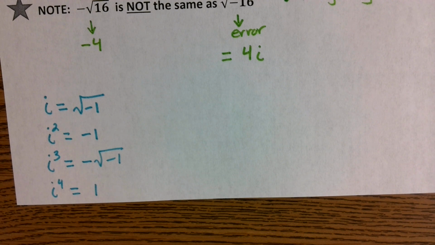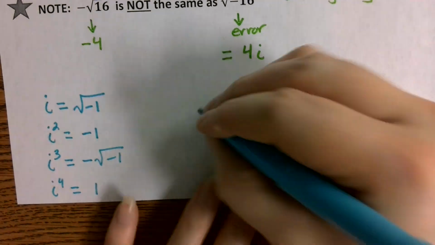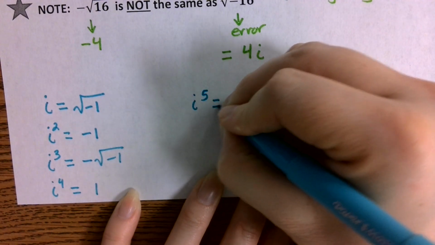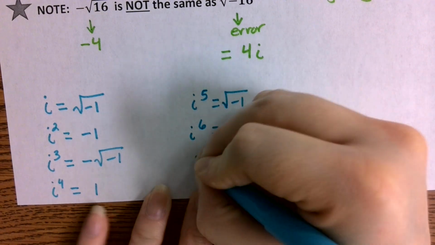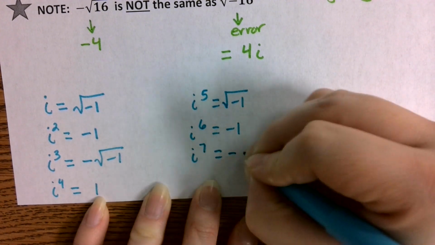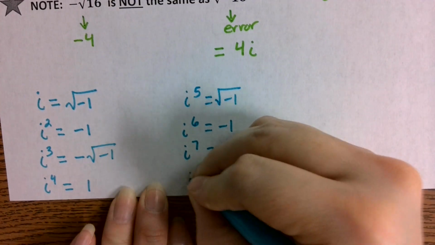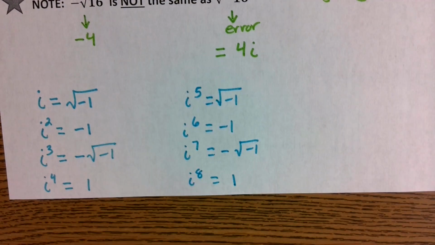i to the fifth power is the square root of negative 1. i to the sixth is negative 1. i to the seventh is the negative square root of negative 1. i to the eighth is a positive 1. And it just keeps repeating over and over and over again. So these are how we identify imaginary numbers.